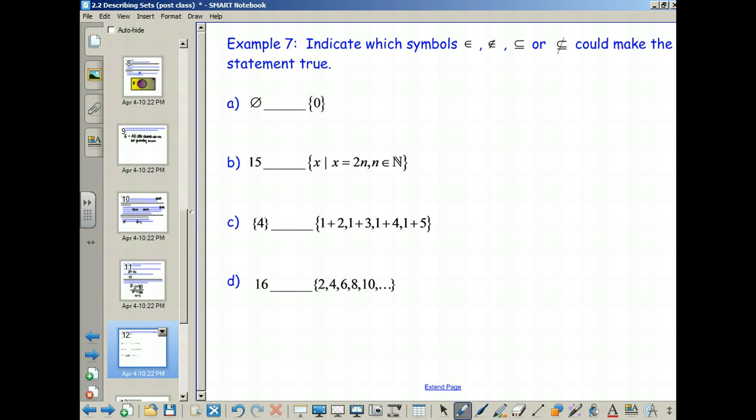All right. So, empty set. That's what that says, right? And the other one is the set that has the number 0 in it. It is not an element. That is right, Caitlin. It is not an element, because this is not inside of it. So there's the first symbol that goes in the blank.